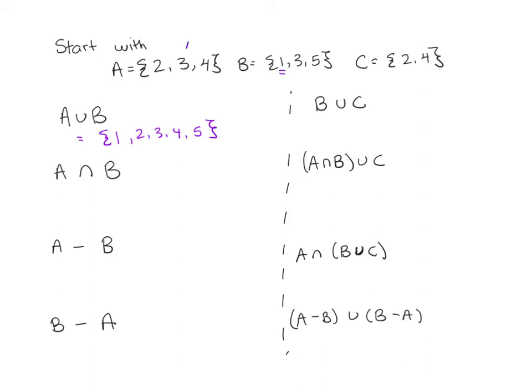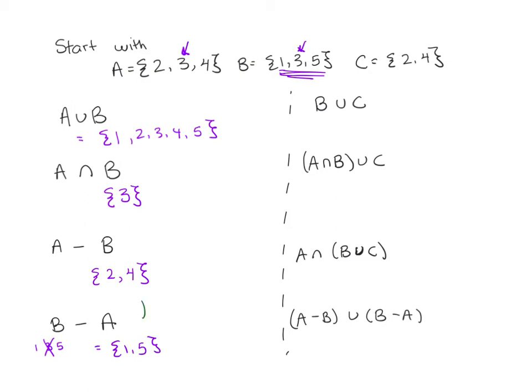For the intersection, I'm just looking at the overlap. I notice that 3 is in both of my sets, so I get that 3 is the overlap. For A minus B, I'm going to take the stuff in A, 2, 3, and 4, but then I get rid of anything that was in B. 3 was in B, so I get rid of it. So I'm just left with 2 and 4. Now for B minus A, I want to start with the stuff that was in B. So I start with 1, 3, and 5. I again get rid of anything that was in both, so I'm going to get rid of that 3. Then I'm just left with 1 and 5.